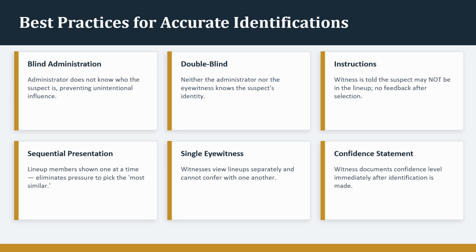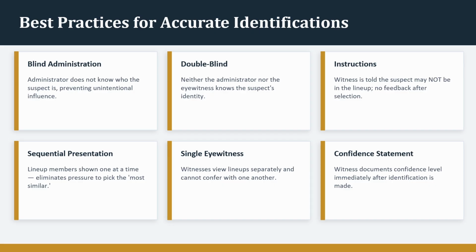Related to that is double-blind administration, where neither the officer running the lineup nor the witness knows who the suspect is. This is considered the gold standard because it eliminates any possibility of conscious or unconscious influence.